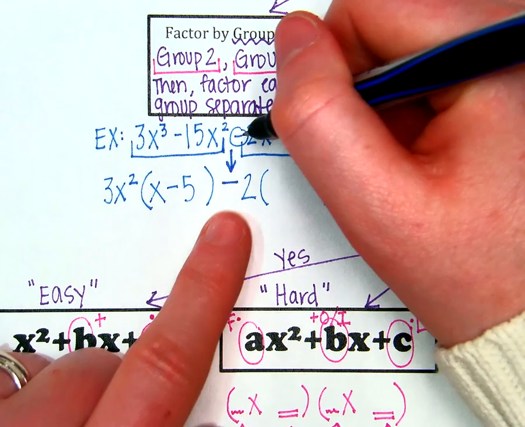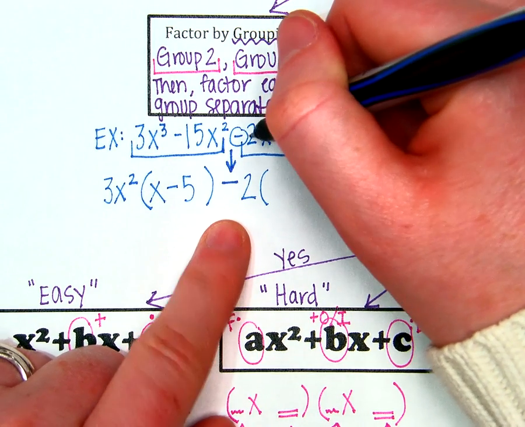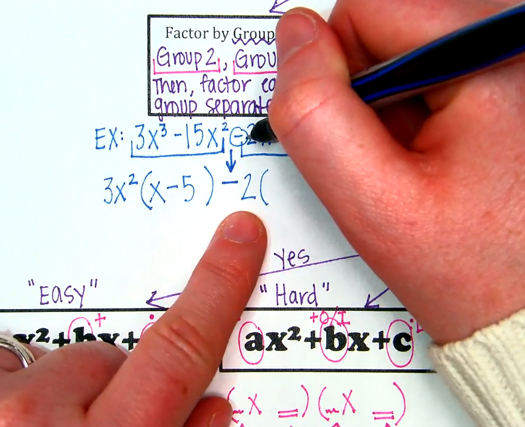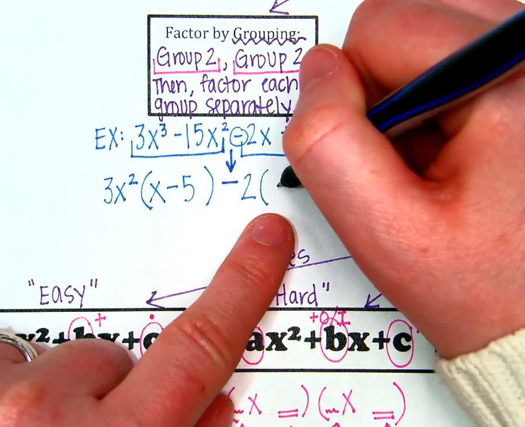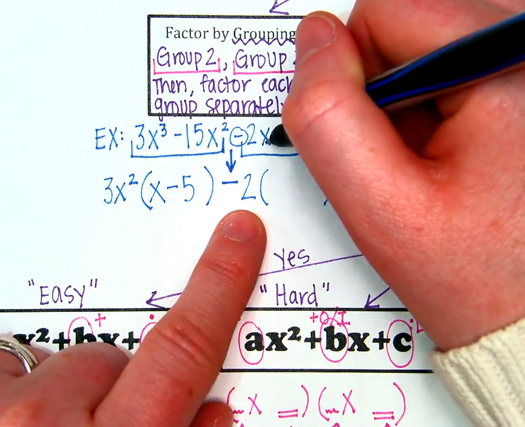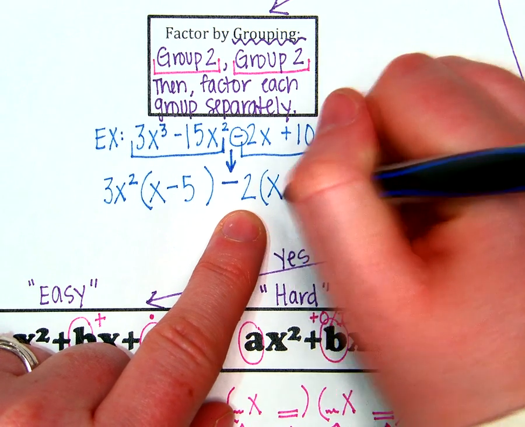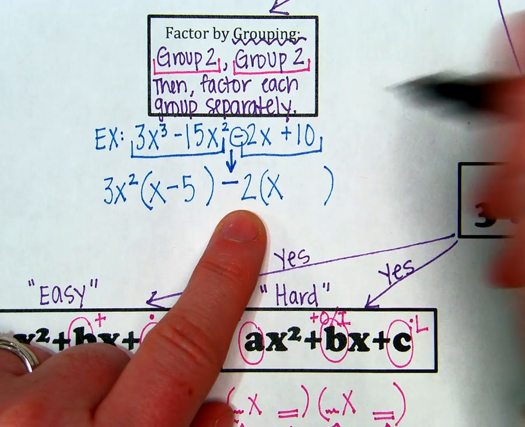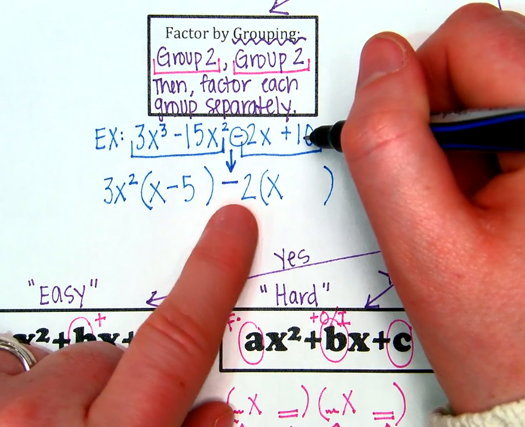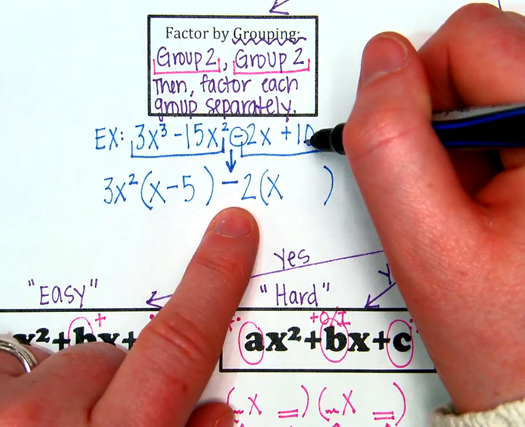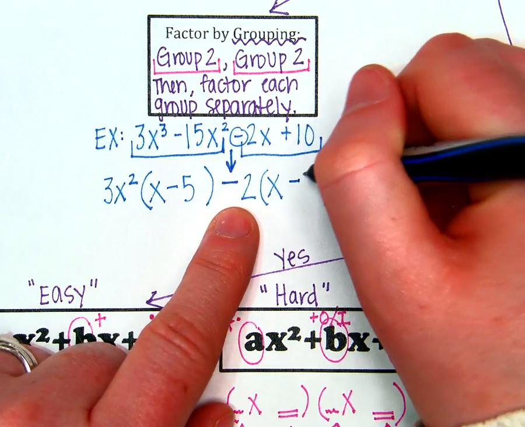Now, really, this is a negative 2 being divided by a negative 2. Negative 2 divided by negative 2 is positive 1. I had an x, but I did not take any out, so there's still an x left over. Then I had 10, and I'm factoring out this negative 2. 10 divided by negative 2, that's negative 5.